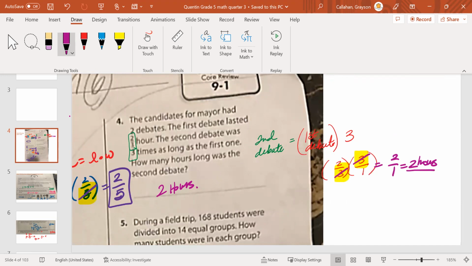568 students were divided into 14 groups.